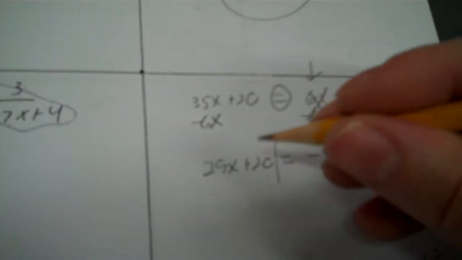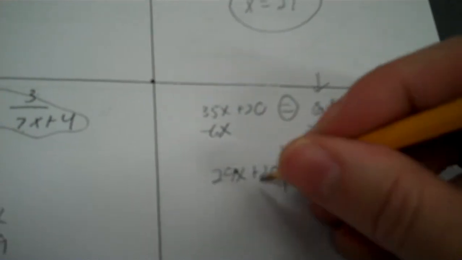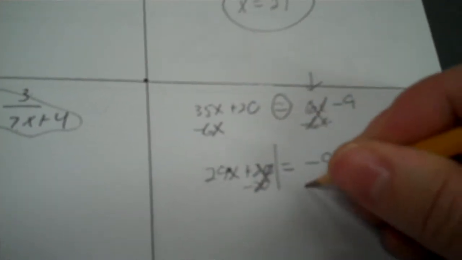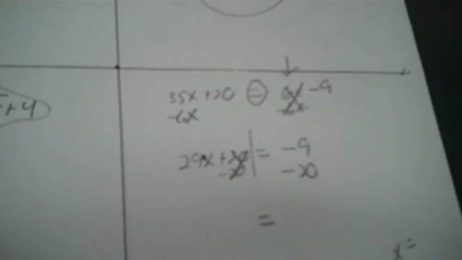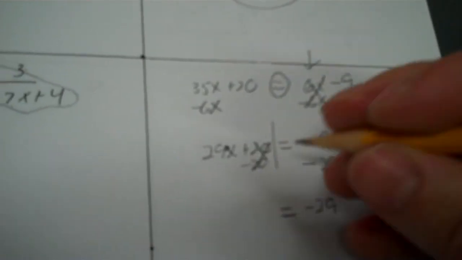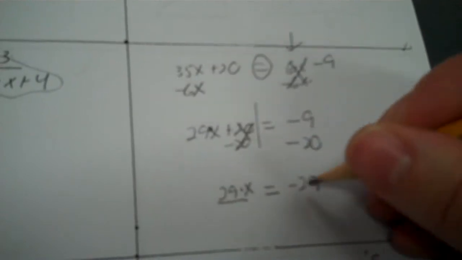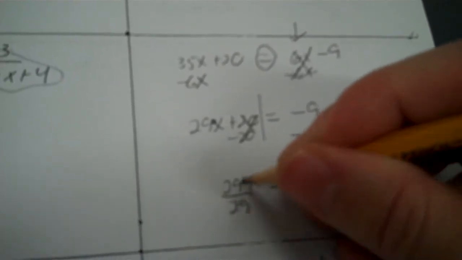Okay, so we got plus 20 and times 29. We do the plus 20, so minus 20. Negative 9 minus 20 is negative 29. I got 29 times x, and then I divide by the 29. That ends up being negative 1. A number divided by itself is 1. If it's a negative divided by a positive, it'd be negative 1.